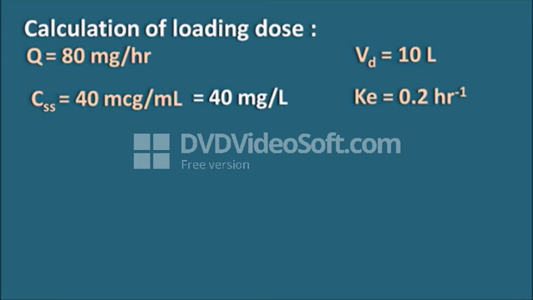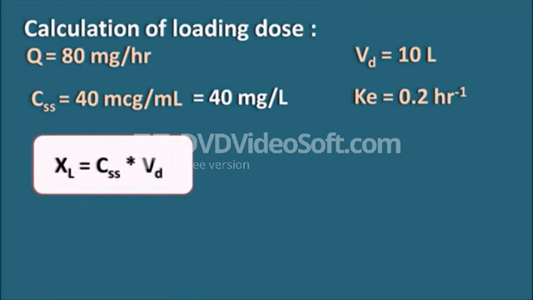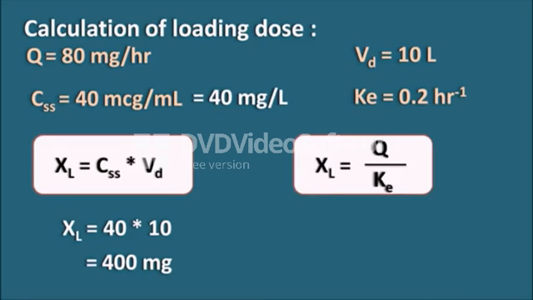By using the other equation, XL equals Q upon KE, here Q is 80 and KE is 0.2, so again it will give 400 mg. In this way we can calculate the loading dose which is required to achieve the steady state concentration. So 400 mg of loading dose should be given.